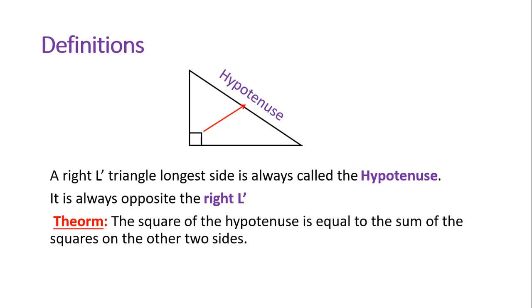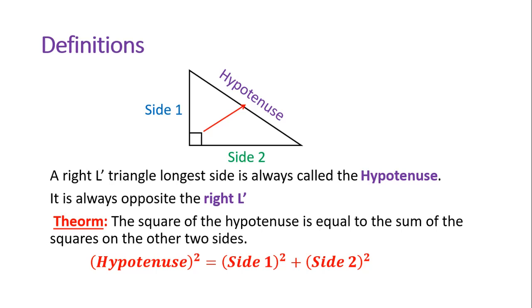Now the theorem says the square of the hypotenuse is equal to the sum of the squares on the other two sides. So here we have side 1 and side 2, and now we're going to write down the formula. So the hypotenuse squared equals the length of side 1 squared plus the length of side 2 squared. That's what our formula says, or our theorem. Okay, let's get into an example.